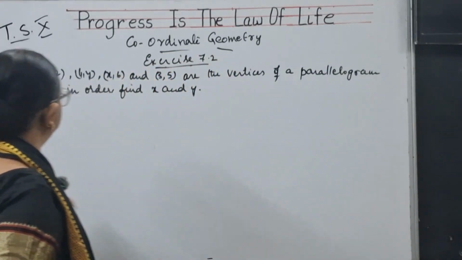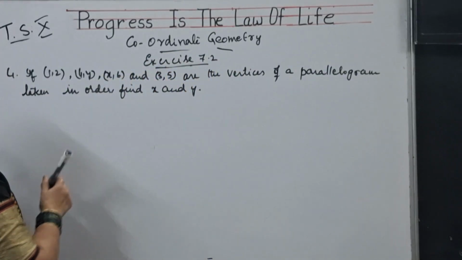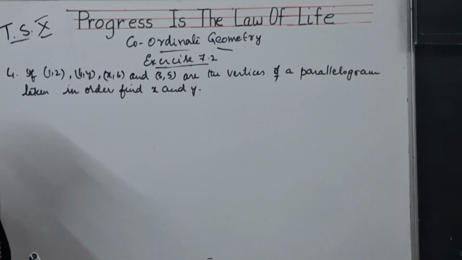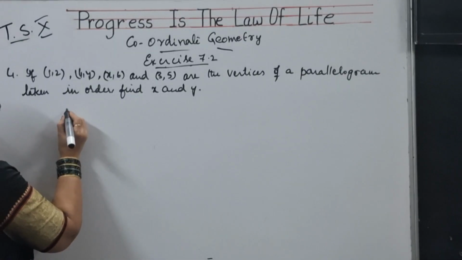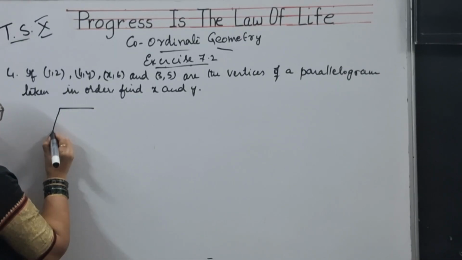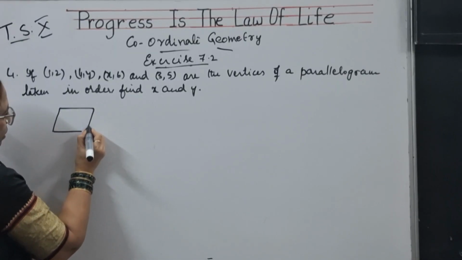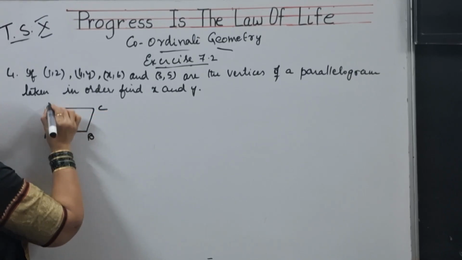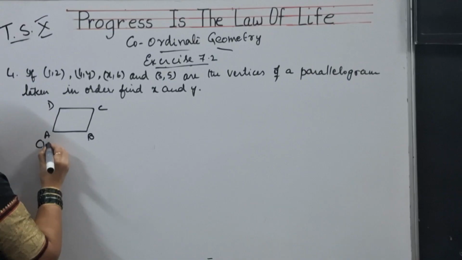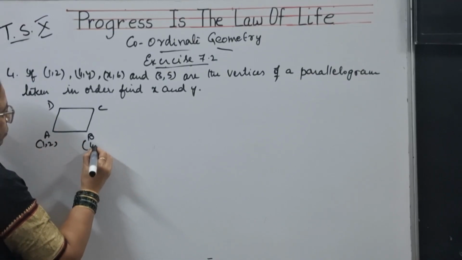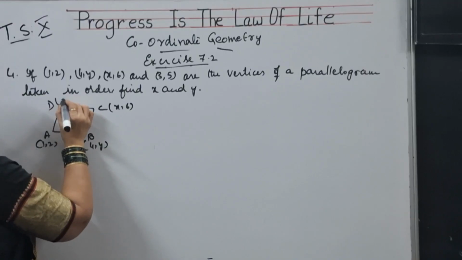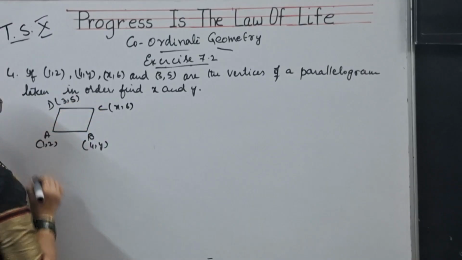Now the next one is the fourth one. If (1, 2), (4, y), (x, 6) and (3, 5) are the vertices of a parallelogram taken in order, find x and y. So earlier also we have done this kind of sums. I told you that order is very important. Let me write it as A, B, C, D. A coordinate (1, 2), B coordinate (4, y), C coordinate (x, 6), D coordinate (3, 5).